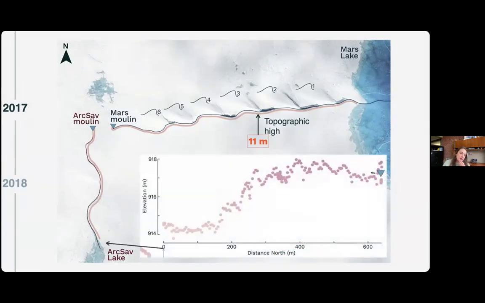Arksov Lake, on the other hand, here's the elevation from the shoreline on the left now to the moulin on the right, again indicated by this triangle. And we can see here that the stream thermally incised through about a 3-meter vertical difference to the moulin, between the moulin and the shoreline at the time of mapping.